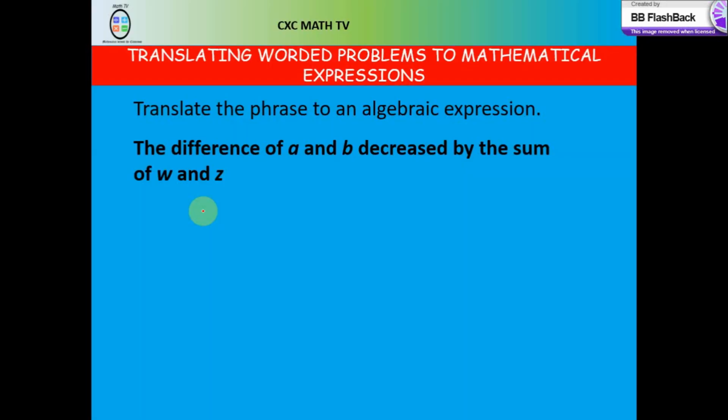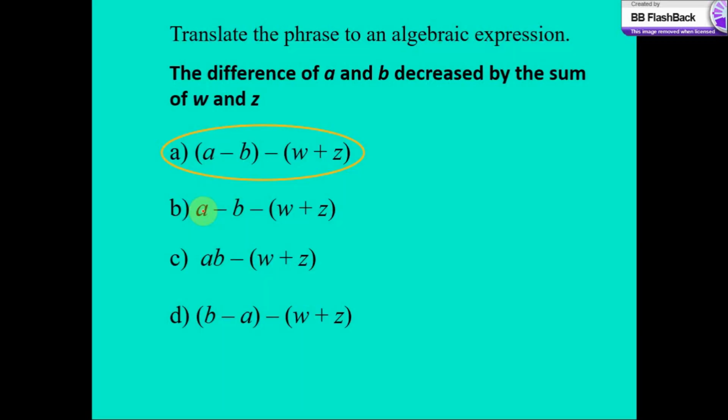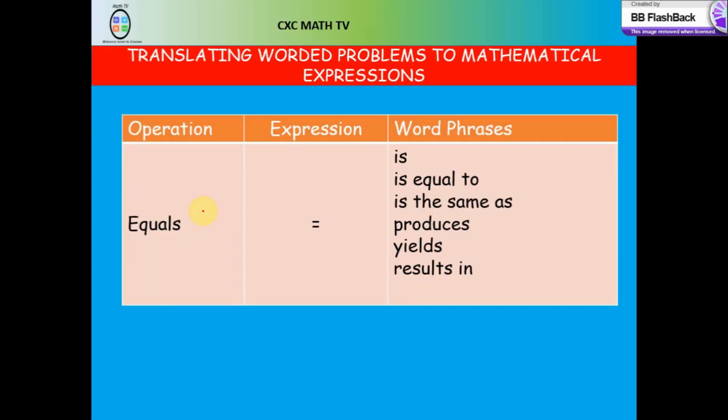Right, the first one, just giving you the answer there. This question now, pause the video, answer the question. The difference of a and b decreased by the sum of w and z. Pause the video, answer this question. So there it is, just giving you the answer, right? We've done enough explanation. That should be the answer.